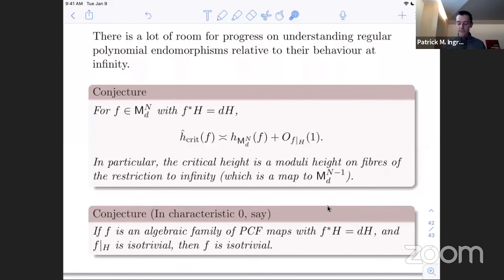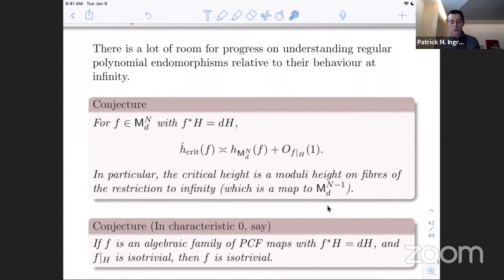And so I wanted to leave off with 2 conjectures that I thought might be a little more tractable than this general conjecture of Silverman's. One is, if you have an endomorphism of Pn with an invariant hyperplane. Well, of course, this conjecture of Silverman says that you should expect this critical height to be comparable to the moduli height in general. But I'm going to propose something that I think is more tractable: that this critical height is comparable to the moduli height, plus some information about what's happening on this lower dimensional hyperplane.